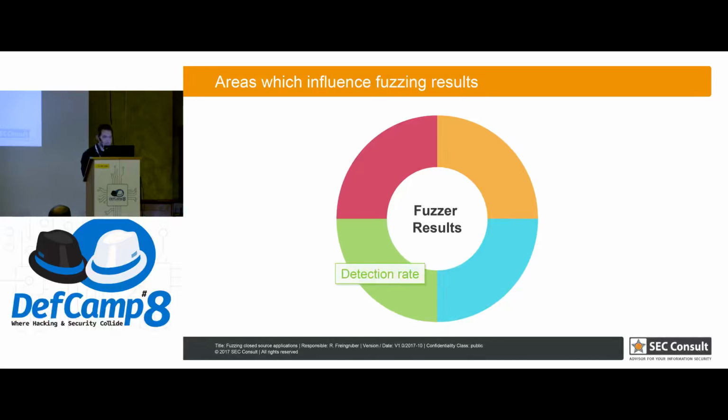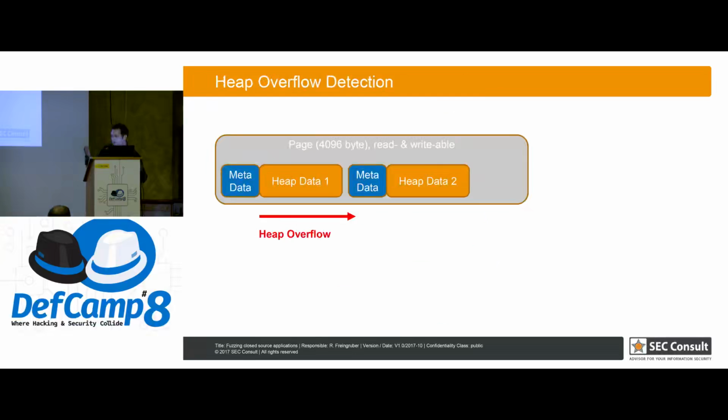The last area is the detection rate. That means there are many cases where you maybe trigger a vulnerability, but the application is just not crashing. For example, Heartbleed is a read-based buffer overflow which is not crashing. Or if you have a heap overflow and you don't work with the heap data, you will not detect that a heap overflow is happening.